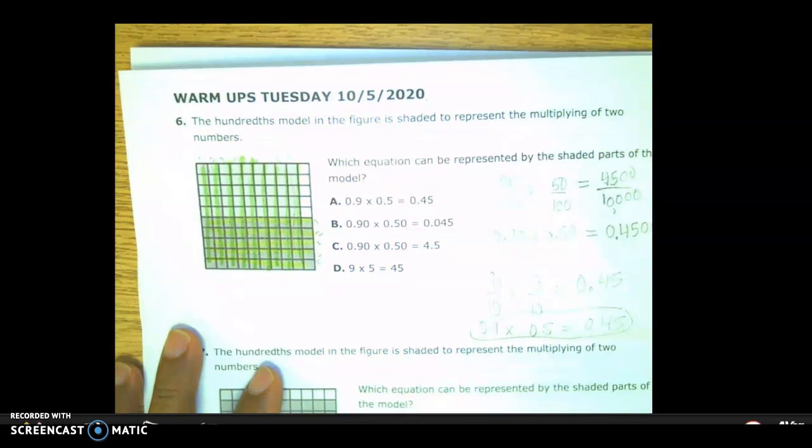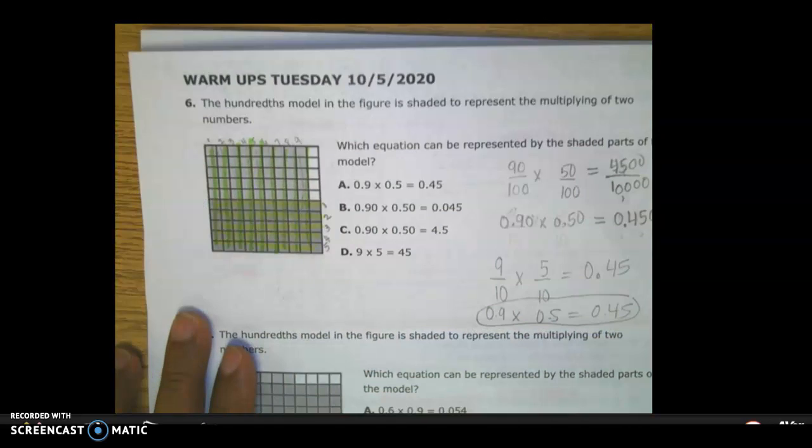We already discussed this during Zoom today, so I'm not going to go over that one, but I'm going to go over number 7.